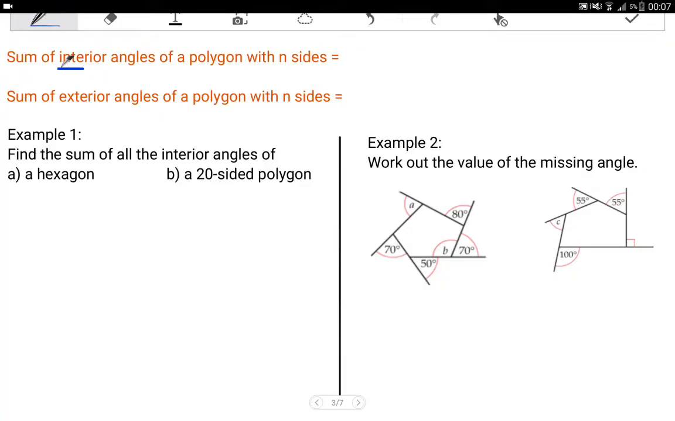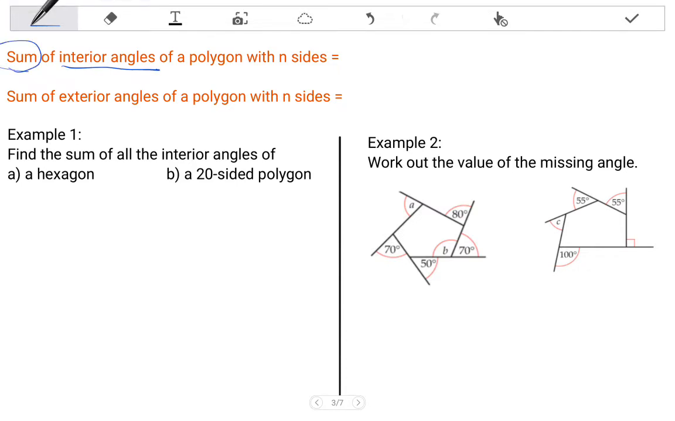The sum of interior angles of a polygon with n sides has a formula. You take away 2 from n and multiply it by 180. So this formula gives you the total value of all interior angles in a polygon. And the sum of exterior angles of a polygon is always 360 degrees. No matter how many sides there are in the polygon, it is always 360 degrees.